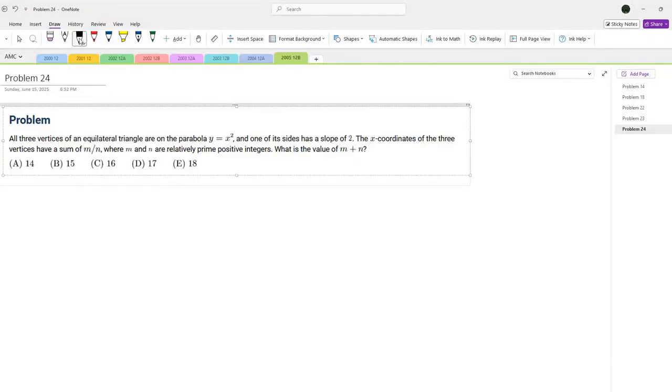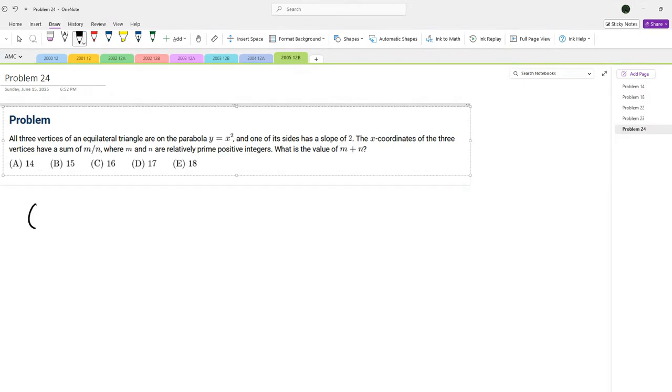Hi everyone, today I'll be talking about 2005 AMC 12B problem 24. All three vertices of an equilateral triangle are on the parabola y equals x squared, and one of its sides has a slope of 2. The x-coordinates of the three vertices have a sum of m over n, where m and n are relatively prime positive integers. What is the value of m plus n?